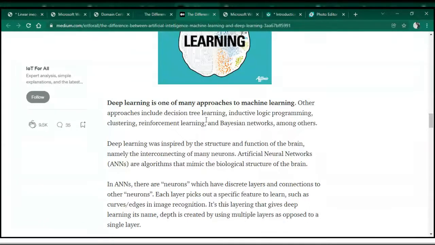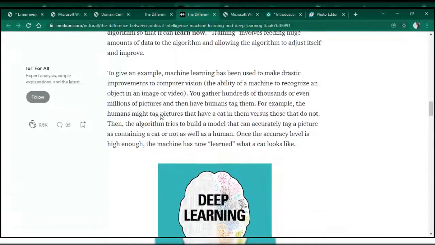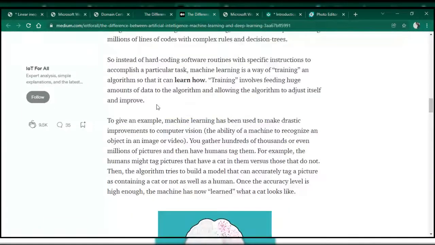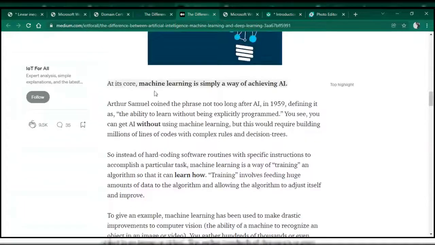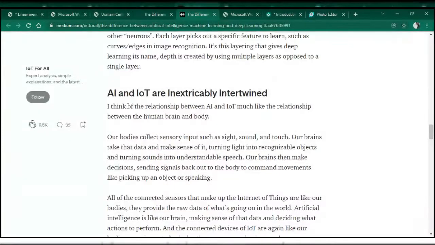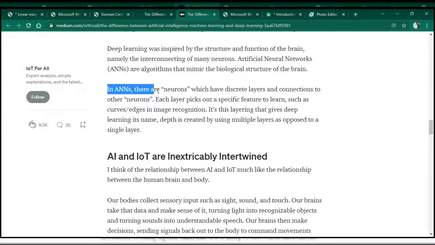That is deep learning. You take in from deep learning all the data, whether it is circle, whether it is square, whether it is orange, whether it is big, whether it is small, put it into machine learning, and then decide what to keep and what not to keep, and finally you get a result that is shown by the AI. Then, see here they have mentioned, in ANN there are neurons. Each layer picks out a specific feature to learn, such as curves and edges in image recognition. That is deep learning.